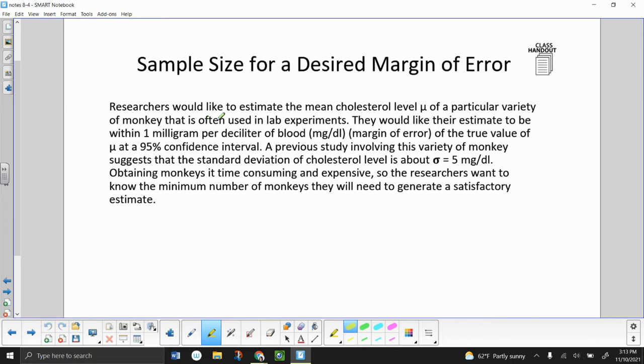of a particular variety of monkey that is often used in lab experiments. They would like their estimate to be within 1 millimeter per deciliter of blood. So they're giving us our margin of error of the true value at a 95% confidence interval. So as a previous study involving this variety of monkeys suggests that the standard deviation of the cholesterol level is about sigma equals 5 milligrams per deciliter. Obtaining monkeys is time consuming and expensive, so the researchers want to know the minimum number of monkeys they need to generate a satisfactory estimate.